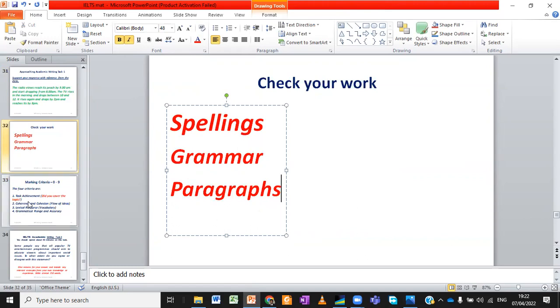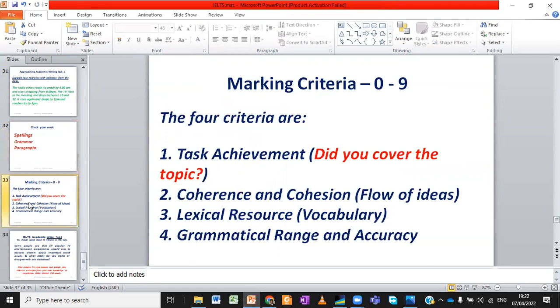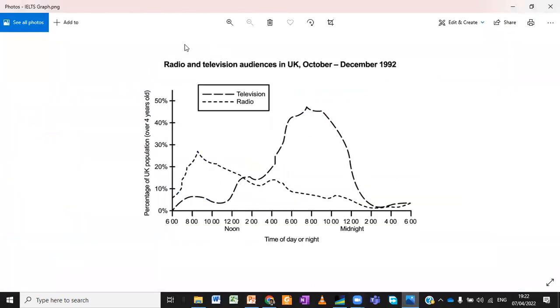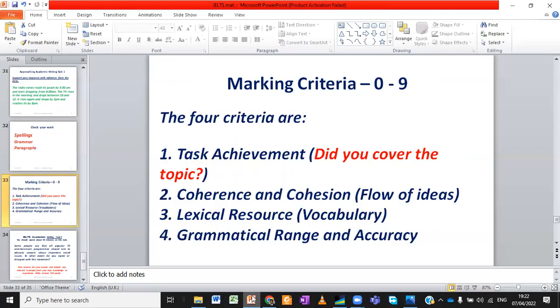Okay, now let me show you how you'll be graded. The marking criteria is 0 to 9. Every paper is graded 0 to 9. And there are 4 areas, just like we had in the listening. The first one is task achievement. Did you cover this topic? Did you discuss the television and radio audiences in UK in 1992? Did you cover everything? That's the content.